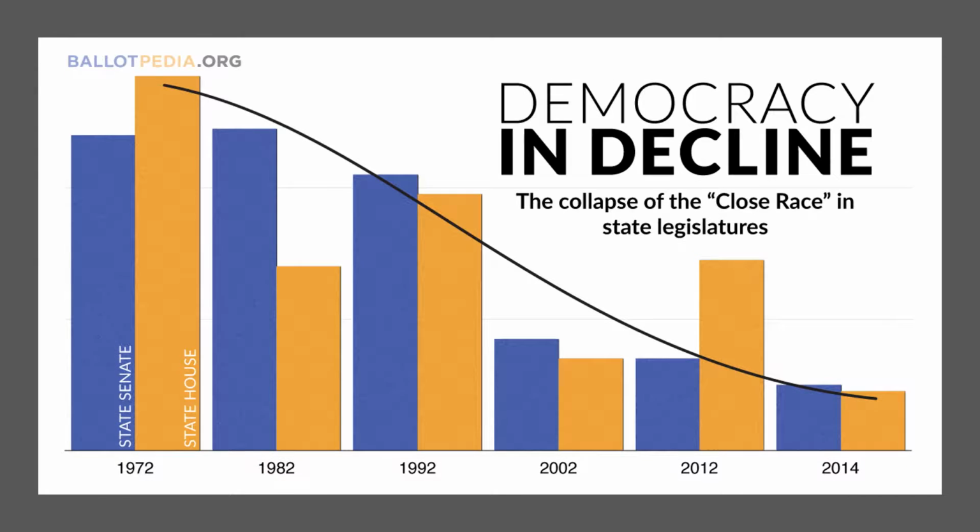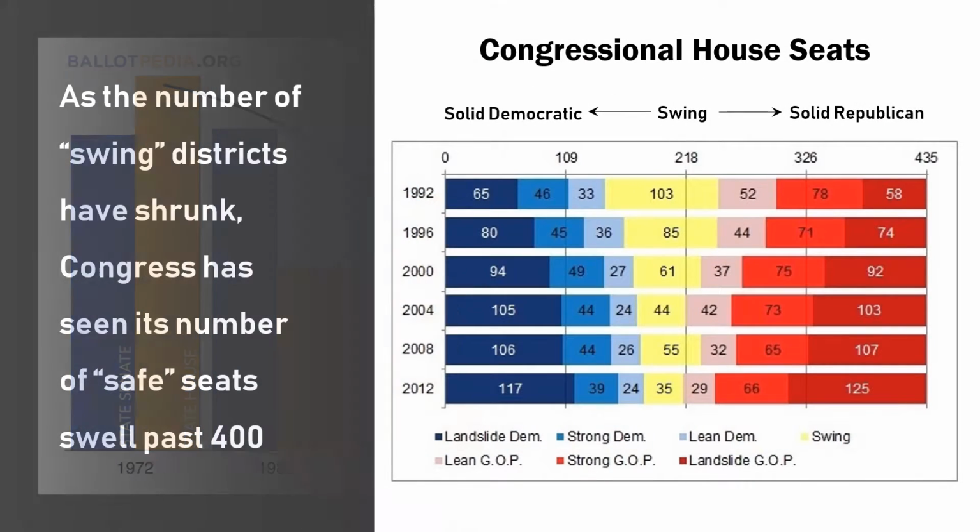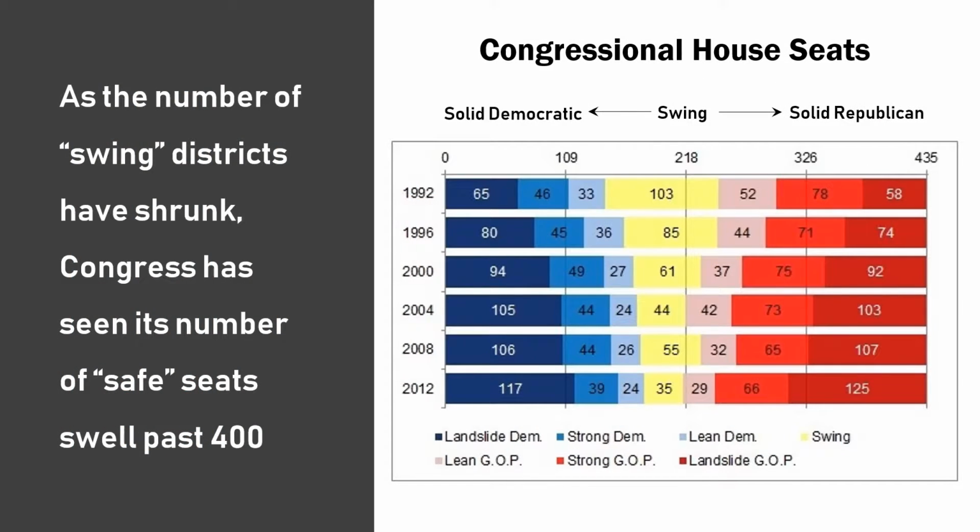In the last generation, we've witnessed a decline in the number of close races in state legislatures and in the U.S. House of Representatives. As the number of swing districts has shrunk, Congress has seen its number of safe seats swell past 400.